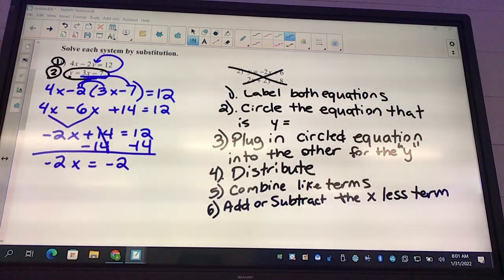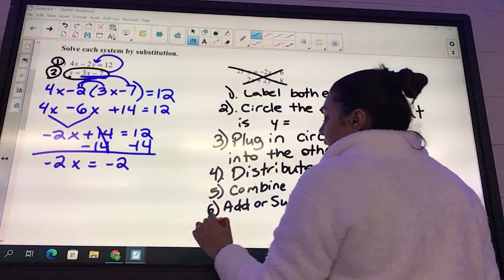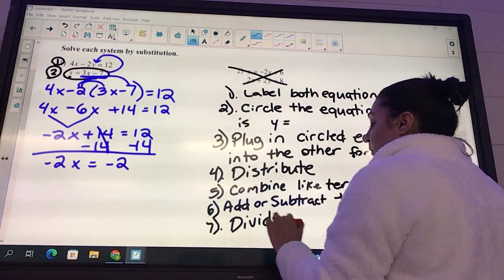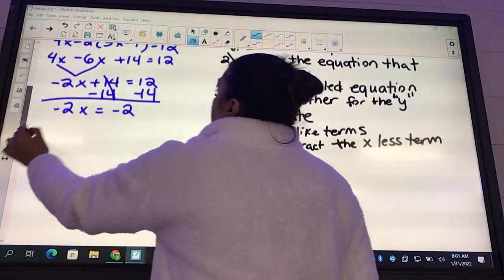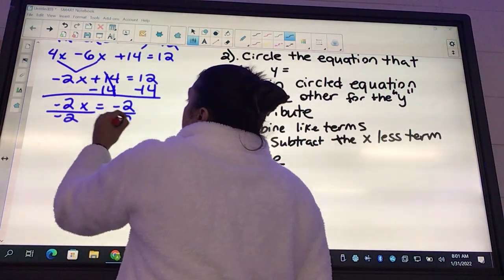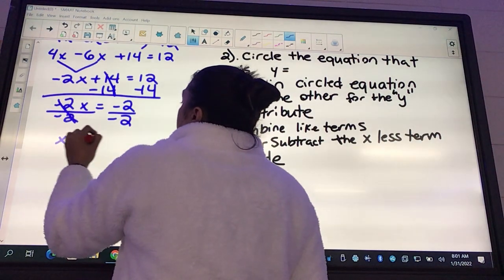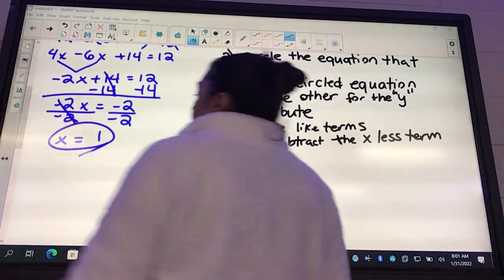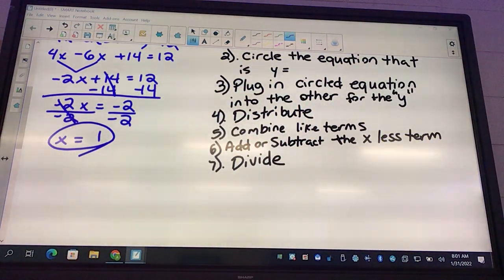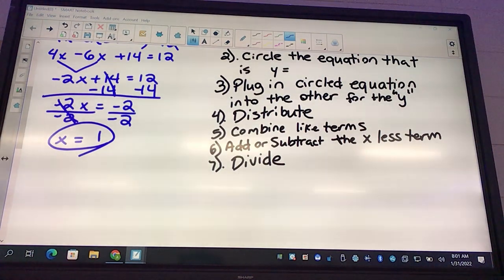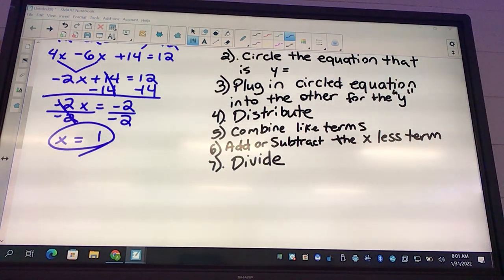What would your next step be? Divide. Yeah, so step 7 is going to be to divide. So you're going to say divided by negative 2. And x is going to equal what? 1. We're not done. So if you're thinking we're done, we're not.